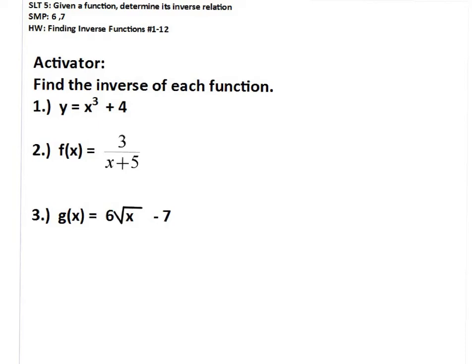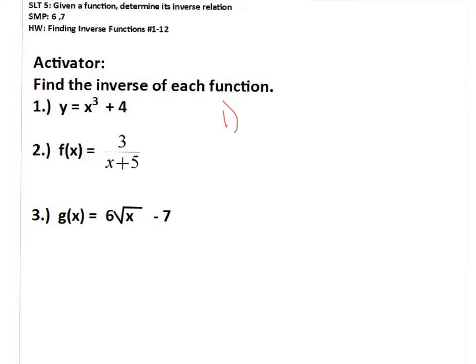So we've established over the first week of school that a function and its inverse undo each other. So we're given three functions here, and we want to write the inverse of each one. So we're going to start with number one, write the equation down.